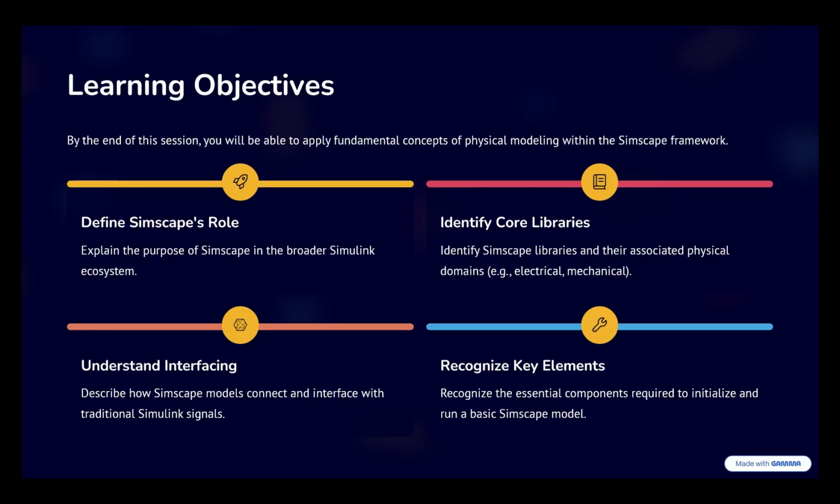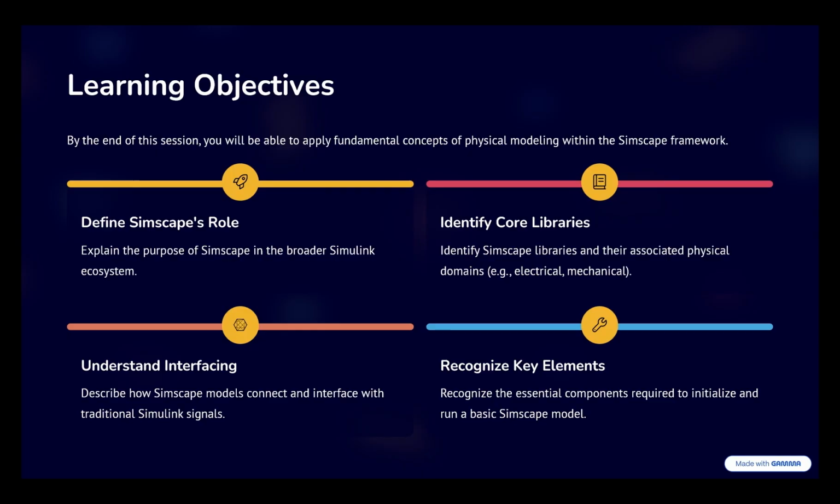By the end of this session, you will be able to apply fundamental concepts of physical modeling within the Simscape framework. First, we will start by defining Simscape's role, understanding how it fits within the broader Simulink ecosystem. This will help you see how Simscape extends Simulink to model real-world physical systems. Next, we will identify the core libraries in Simscape, like electrical, mechanical, or thermal domains, so you can recognize where to find the right components for your model.